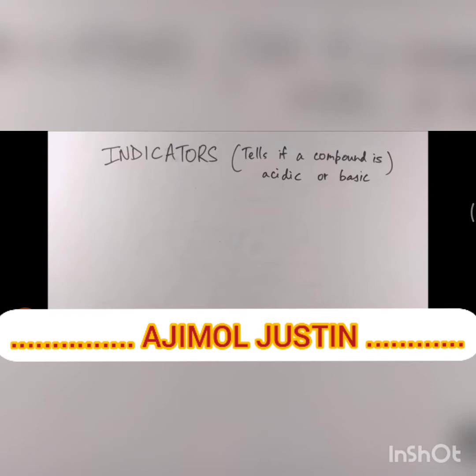First of all, let us learn what indicators are. Indicators are certain substances that will tell us whether a compound is acidic or basic. How? On reacting with an acid or base, the indicator will show some color change.